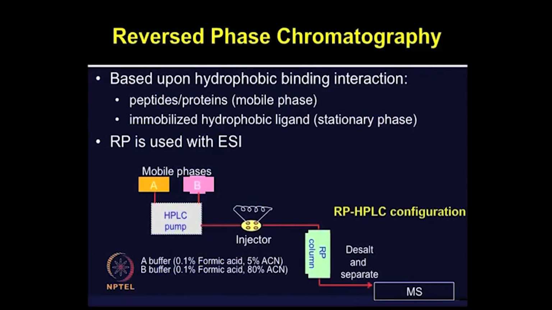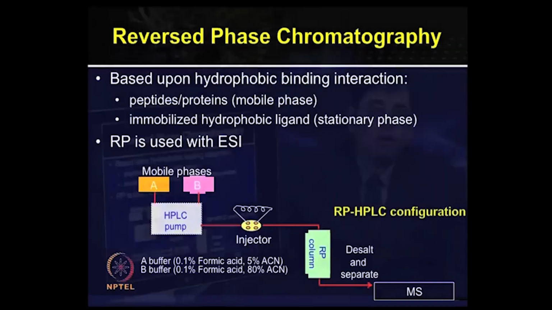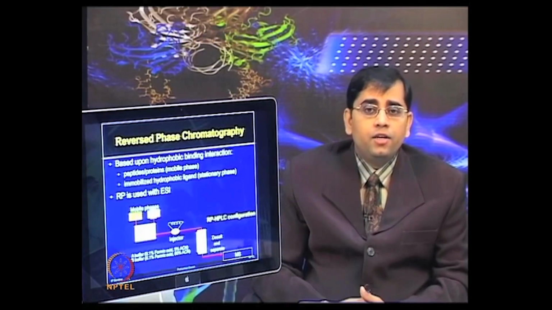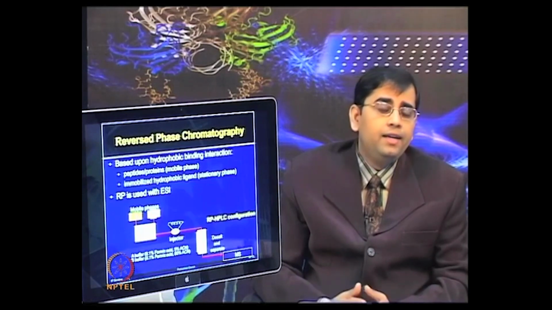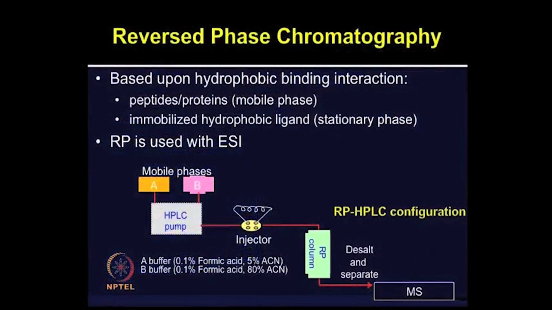Let us first talk about reverse phase, RP, chromatography. Reverse phase chromatography is based upon the hydrophobic binding interaction between the peptides or proteins in the mobile phase and the immobilized hydrophobic ligands in the stationary phase. In reverse phase, the stationary phase consists of long aliphatic carbon chains, which are highly hydrophobic in nature. Molecules are bound on the column by means of hydrophobic interactions and are eluted out when the solvent polarity is modified.